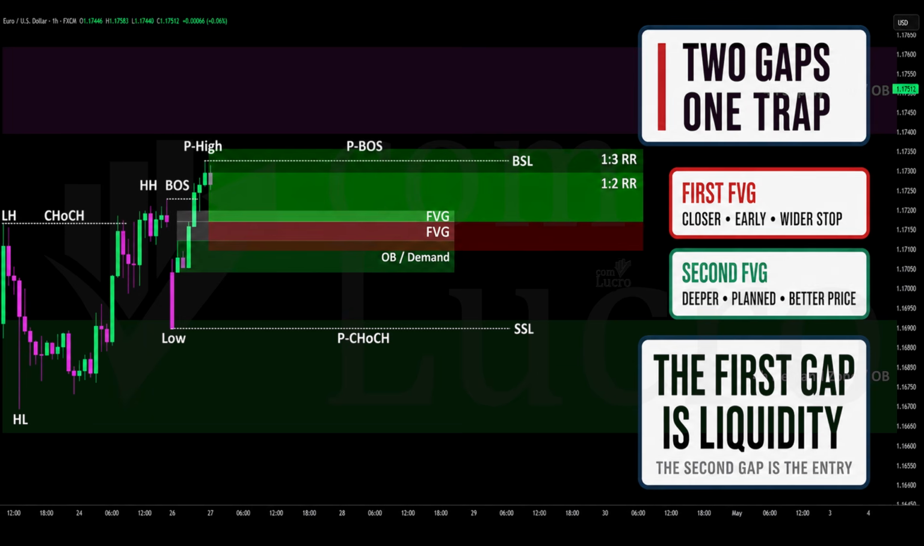The market needs orders resting above before it can reach the ones below. The trader who fills the first gap is not wrong about the concept. He is early, and early is expensive. Same idea, worse price, wider stop. That is the difference between being the liquidity and using it.